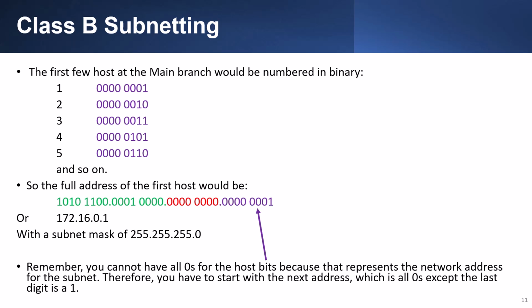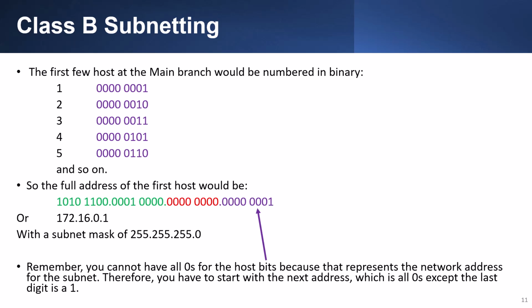So the first few hosts at the main branch will be numbered in binary as shown in the purple, which will be used in the fourth octet. The first host will be 00000001, and the second host will be 00000010, and so on. So the full address of the first host is shown in binary on the screen, which is equivalent to 172.16.0.1, with the subnet mask at 255.255.255.0.